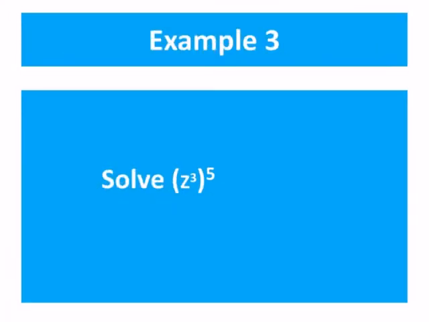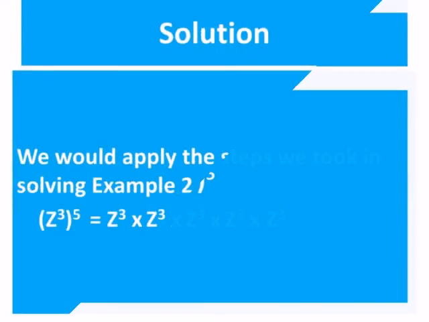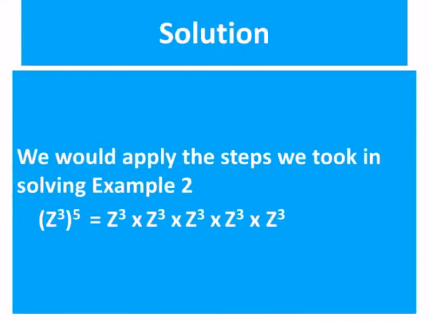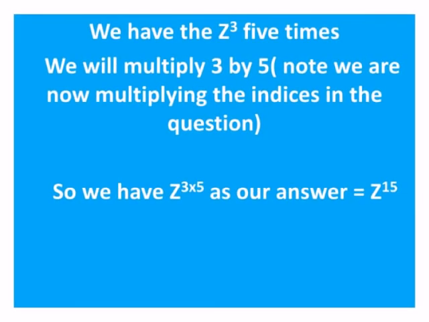Example 3. Solve z raised to the power 3 raised to the power 5. Solution. We would apply the steps we took in solving example 2. z raised to the power 3 raised to the power 5 equals z raised to the power 3 times z raised to the power 3 times z raised to the power 3 times z raised to the power 3 times z raised to the power 3. We have the z raised to the power 3 five times.